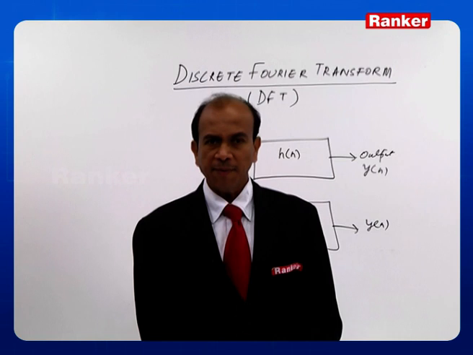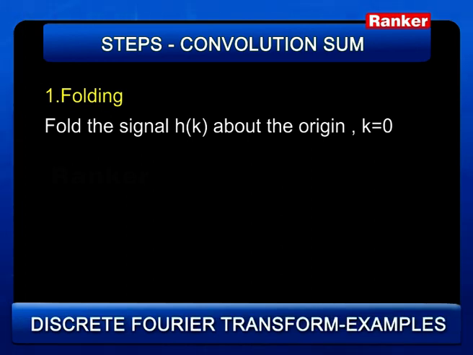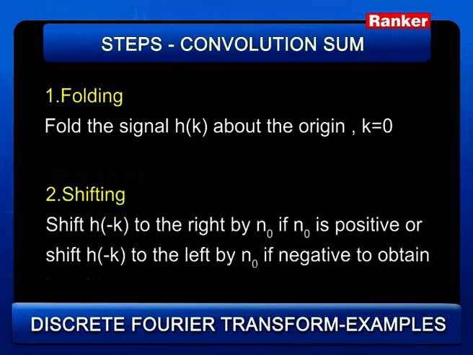So what are the different steps involved in the convolution? The first step is folding. Fold the signal h of k about the origin k equal to 0. That is the first step. You have to fold the signal. Then the second is shift the signal. So what is it that we are doing?